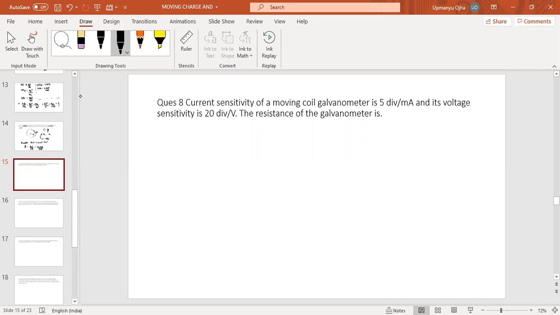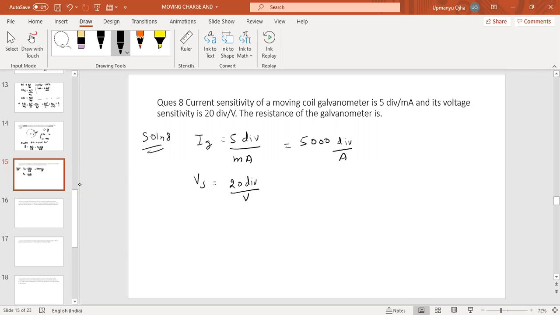So here, the current sensitivity Ig is given by 5 division per milliampere. If you convert to ampere, we get 5,000 division per ampere. So that is the current sensitivity of the galvanometer. And the voltage sensitivity, let us suppose Vs, is given by 20 division per volt.